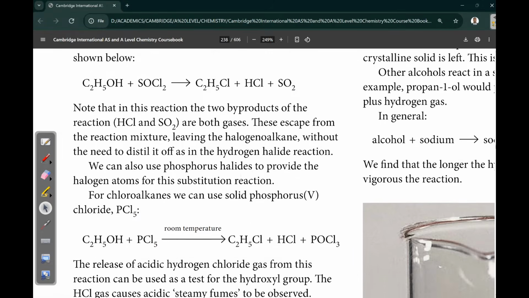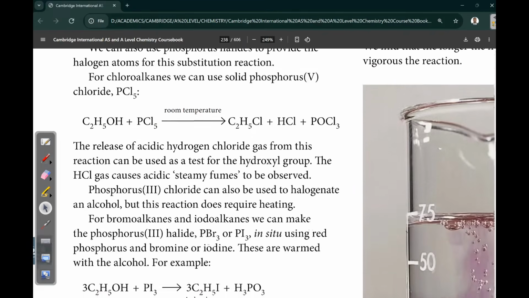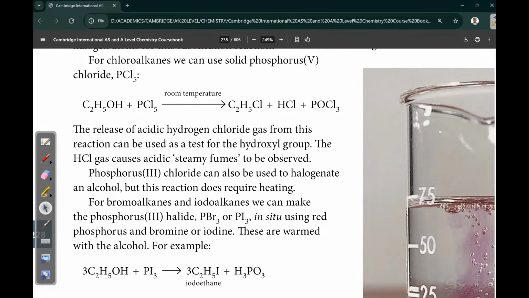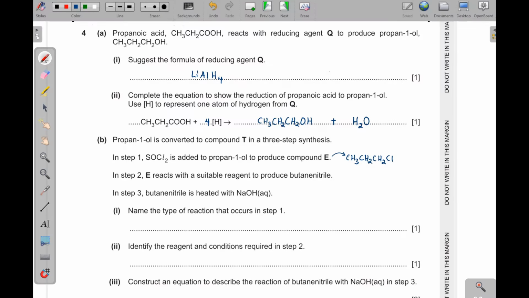Another reaction is when you react it with phosphorus pentachloride. You still get the halogenoalkane, then HCl, and then POCl3. But when you use PCl3, you will need to add some heat. Here, it is just done at room temperature. Now let's go back. So that means this is what we are going to get.